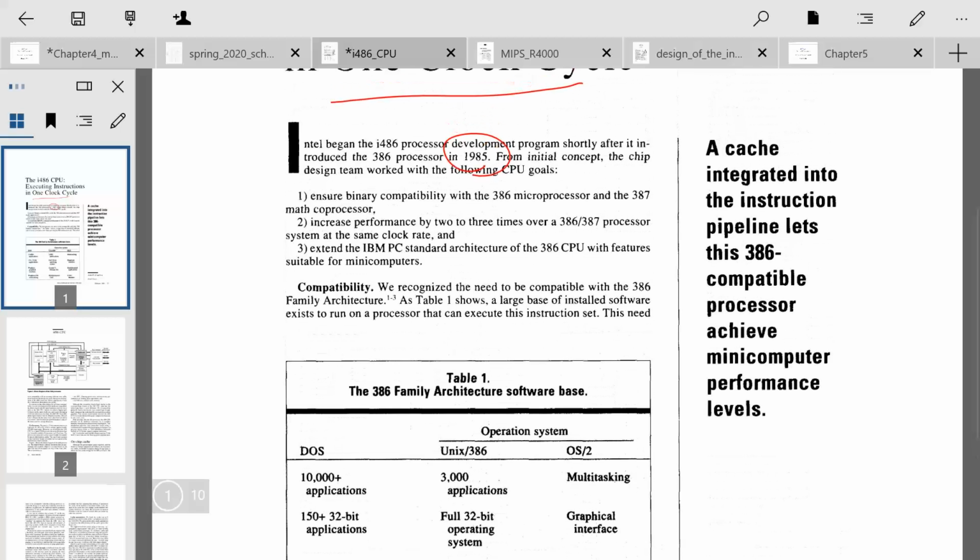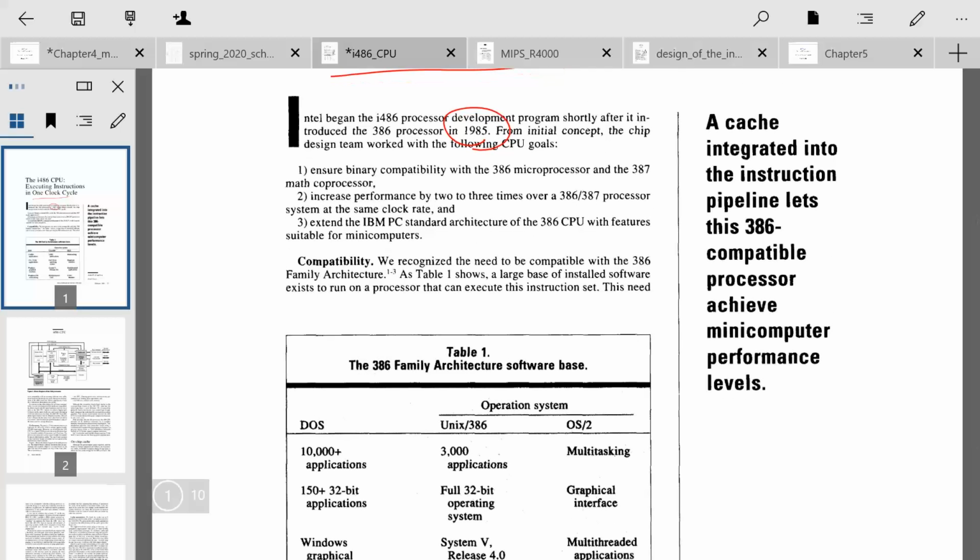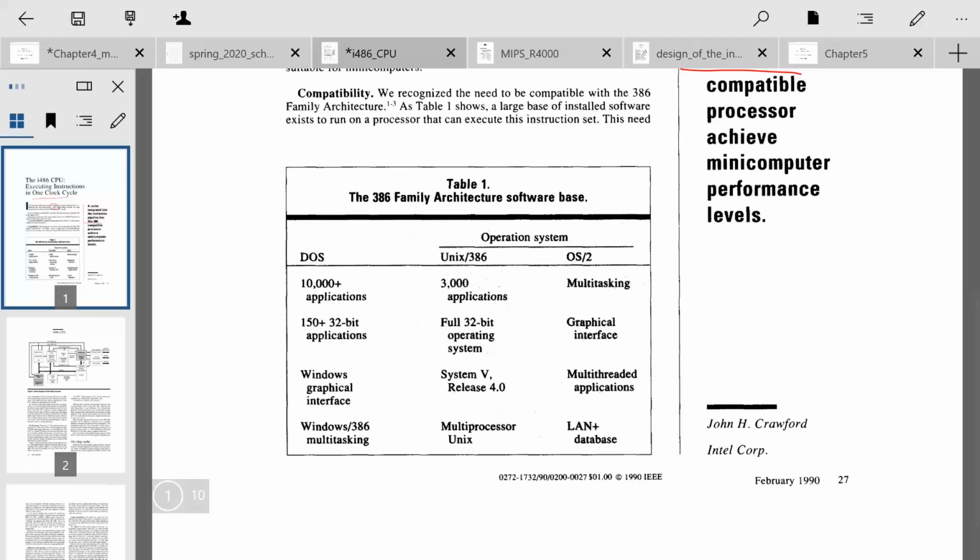The other major goal that they had for the 486 project was 386 compatibility, and this has been Intel's goal for every single processor that they've designed. It has to have backwards compatibility, and the reason is right here in Table 1. They show the amount of software that's already been developed for this given processor, and they want you to be able to run all of your old software just with new hardware and run it faster.